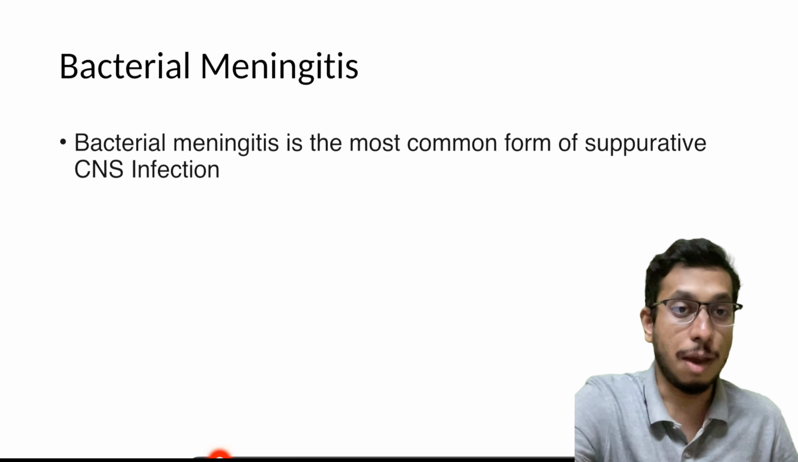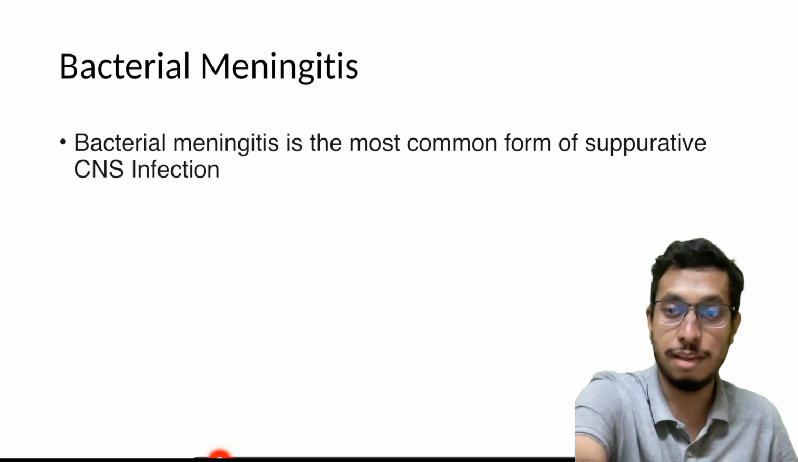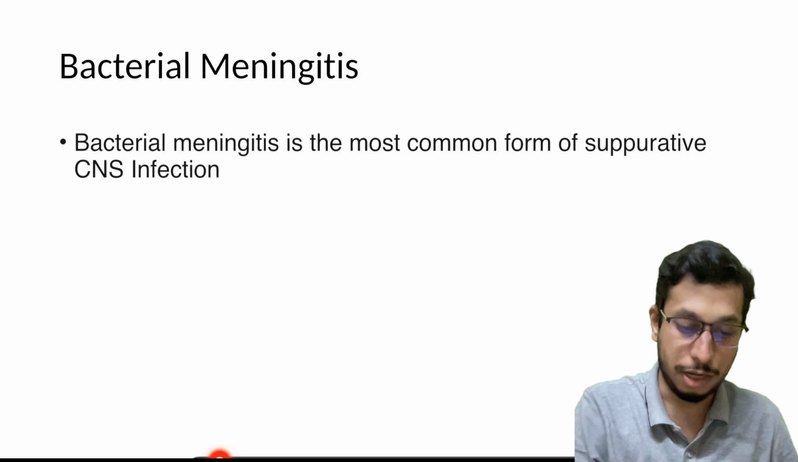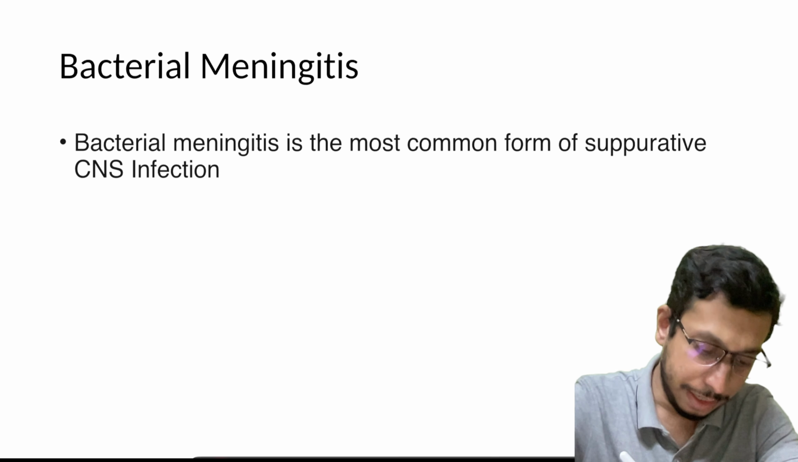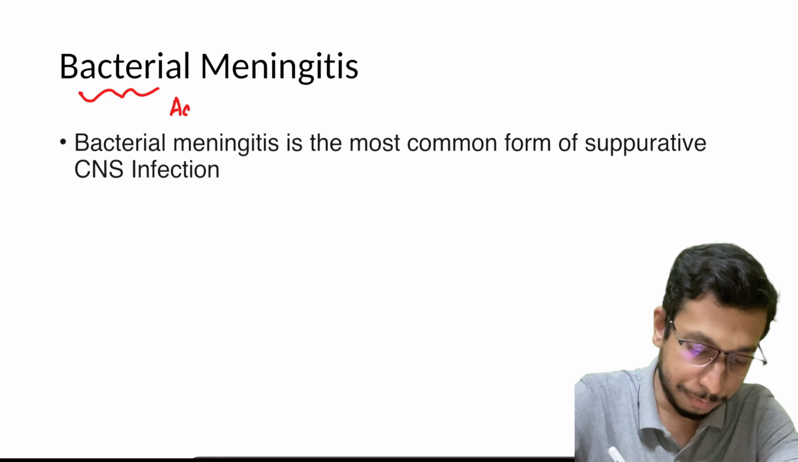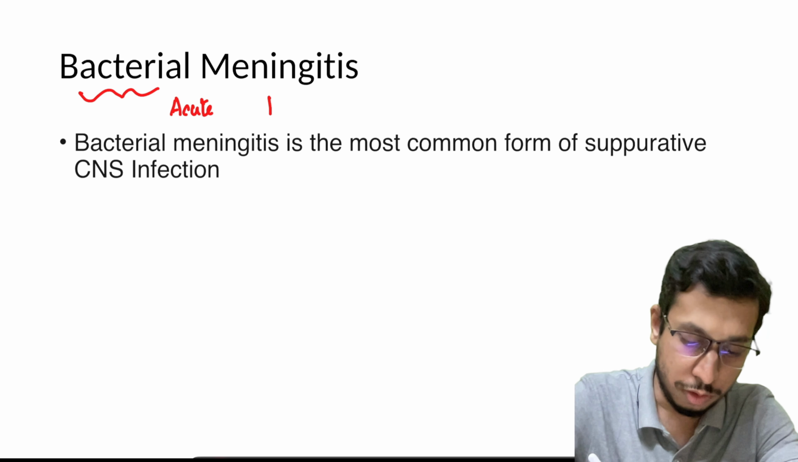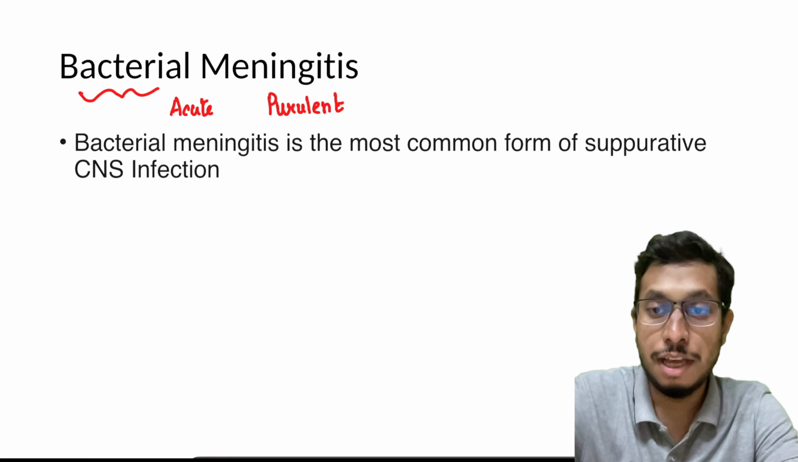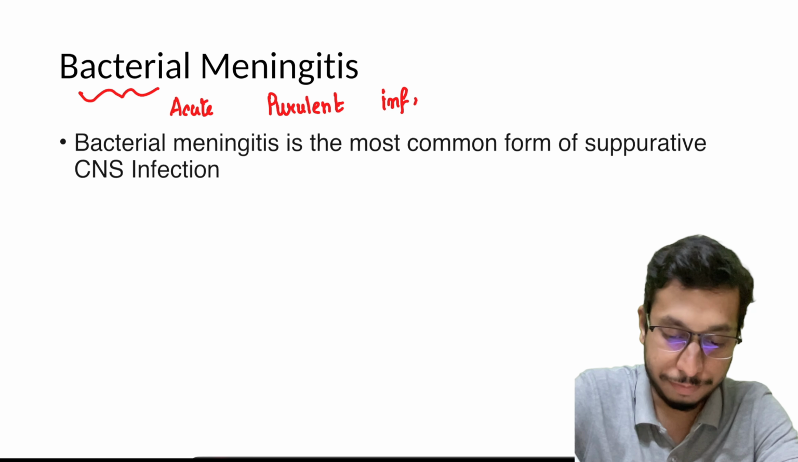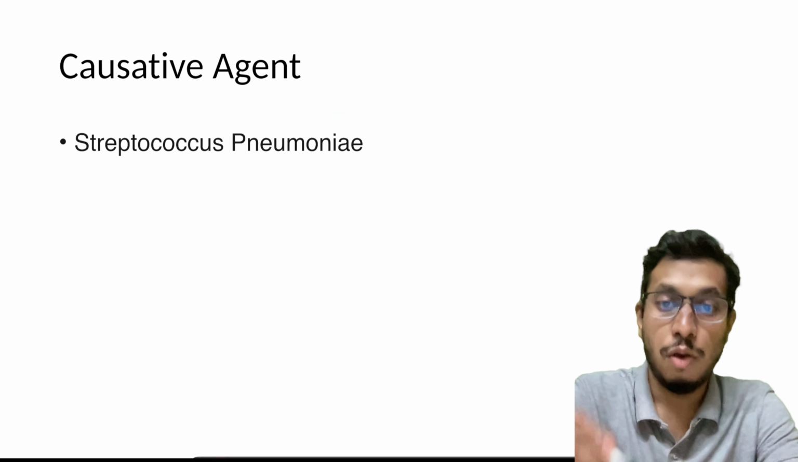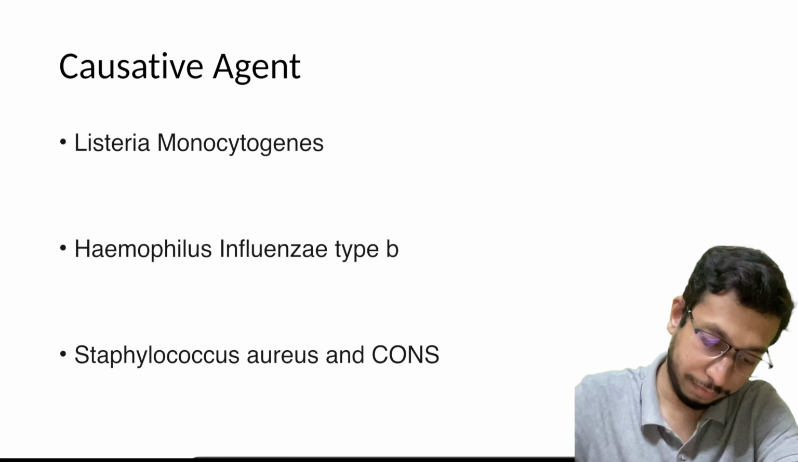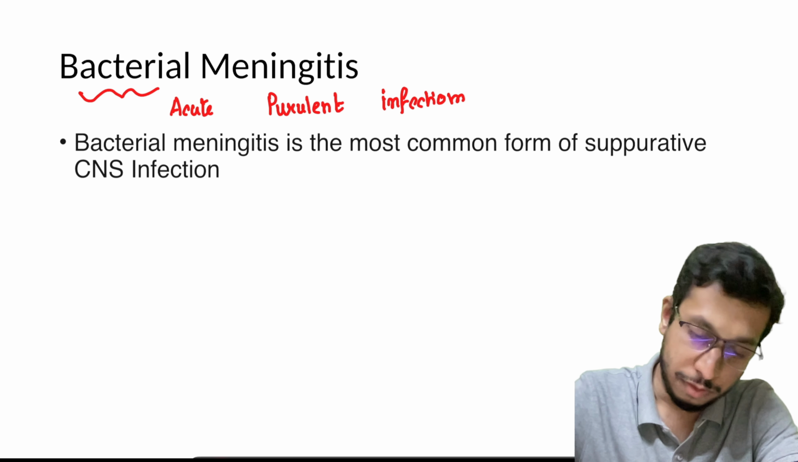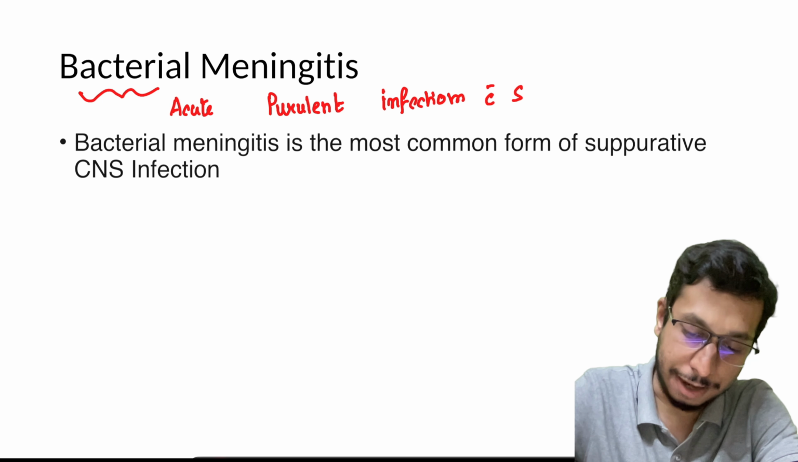All right. So coming to the topic, bacterial meningitis is the most common form of suppurative CNS infection. Now, it is nothing but acute pus forming, that's why we call it purulent, acute purulent infection within the subarachnoid space. Okay.